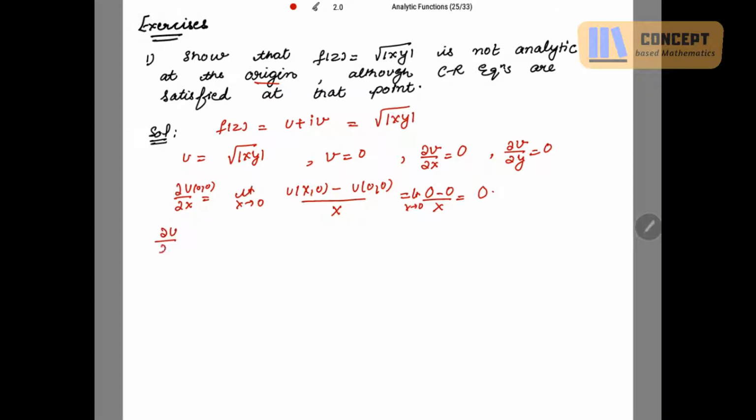Similarly, what is ∂u/∂y at the origin? This is limit y tends to 0 of u(0,y) minus u(0,0) over y. Putting x equal to 0 over here, you will get 0 minus u(0,0), which is also 0, over y. Final comes out to be 0. So the CR equations are satisfied.